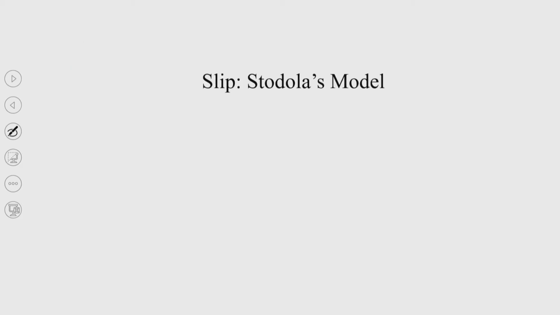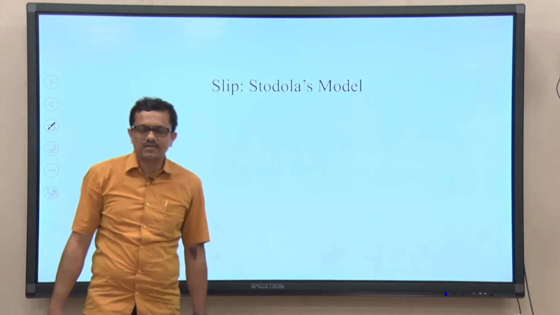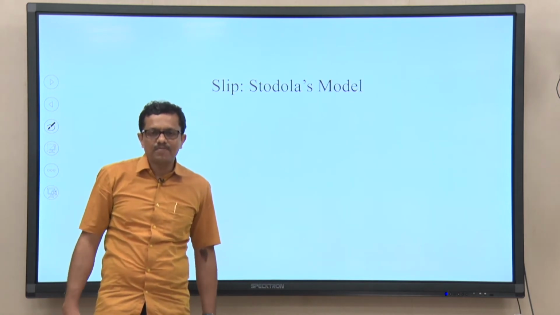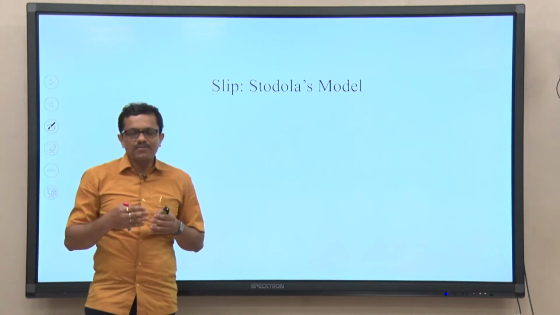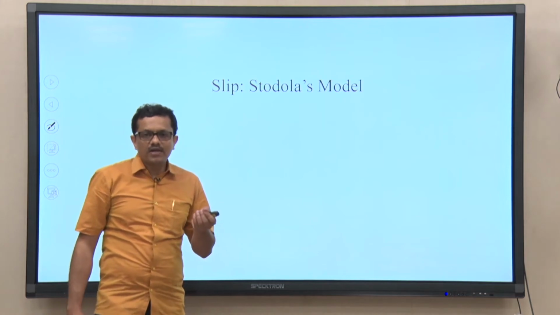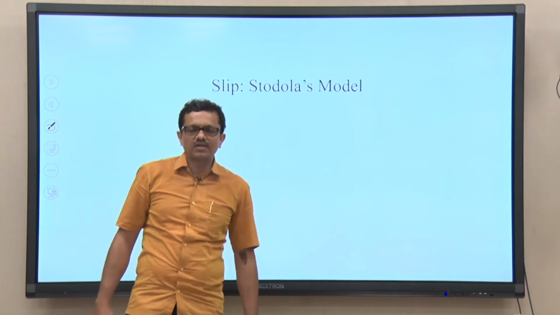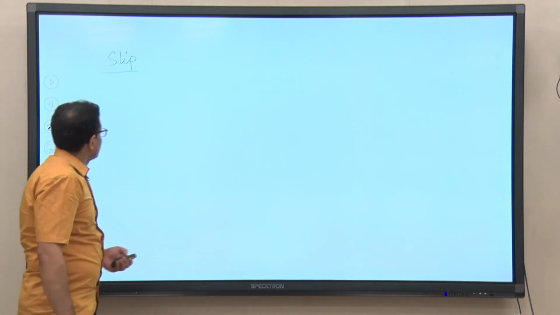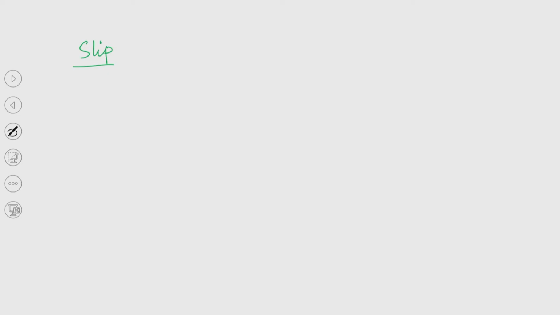You can see from this slide that we will first learn what slip is and why it develops in the context of pump operation. Then we will try to quantify the amount of slip, and for that one important model was proposed by Stodola, and we will cast the equation following this model. So, our first objective is to understand what slip is, why it is important and why it is happening.